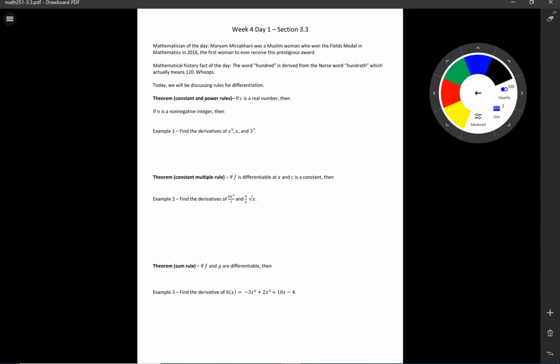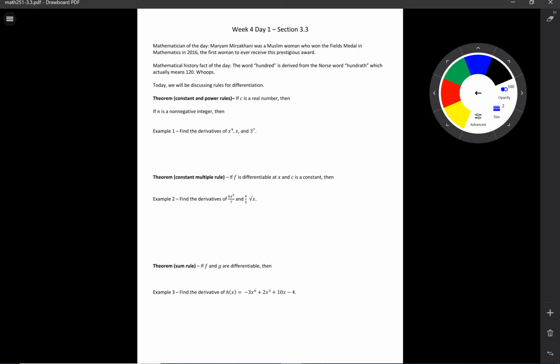Our mathematician of the day is Maryam Mirzakhani, who was a Muslim woman who won the Fields Medal, which is like the Nobel Prize for math, in mathematics in 2016. She was the first woman to ever receive this prestigious award. Unfortunately, 2 years later, she died of breast cancer, very young, so that was very sad, but she accomplished a great deal in her short life.